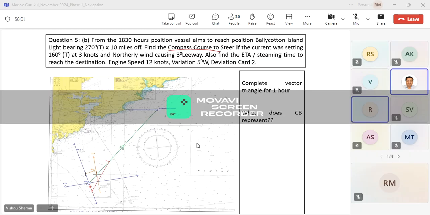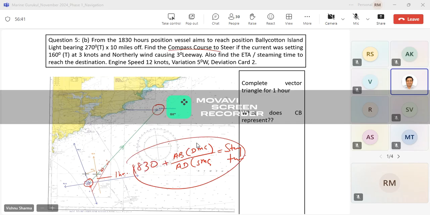Yes, sir. And as far as ETA is concerned, from A to reach B, you have to make good a distance AB, right? Correct? This is the distance to be made good to reach B. Yes. And this triangle is for 1 hour. In this triangle, A to D represents the speed made good because that is the distance made good in 1 hour, right? So divide the distance made good by the speed made good AD. This will give you the steaming time, right, beta? Yes, sir. Correct. And this you add to your departure time of 1830, you'll get your ETA.